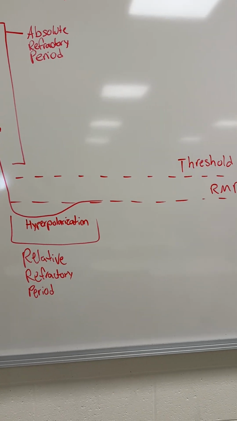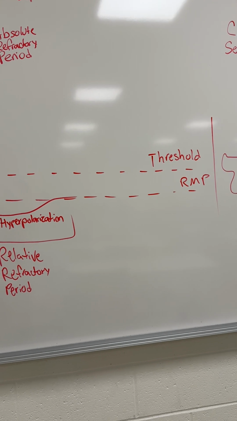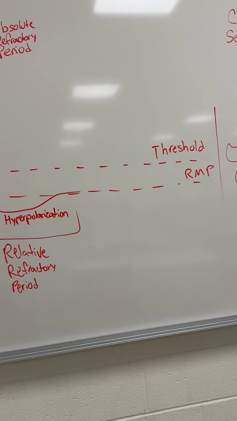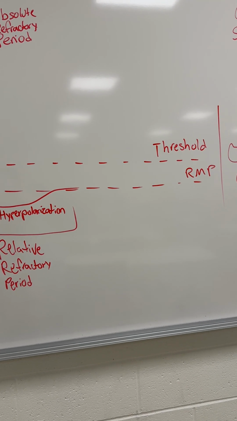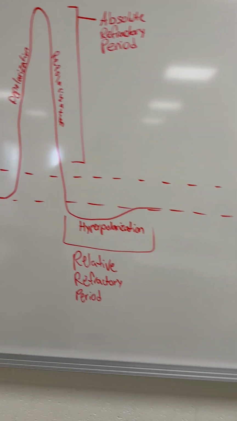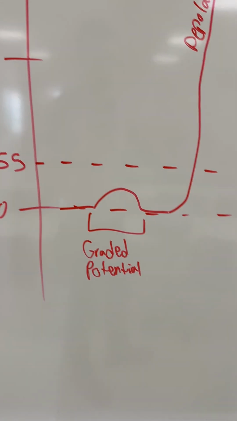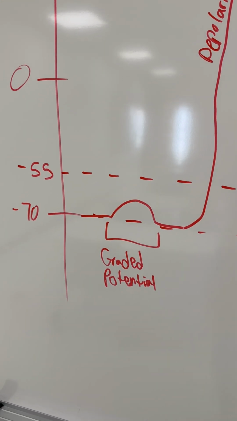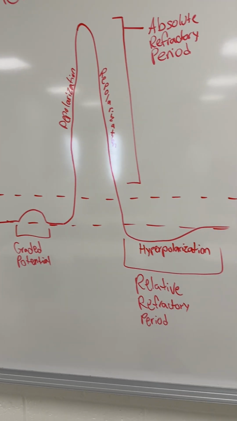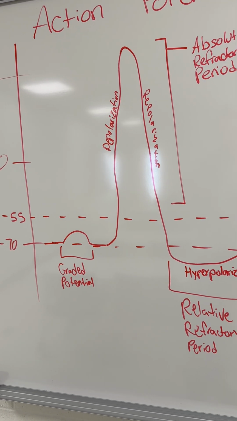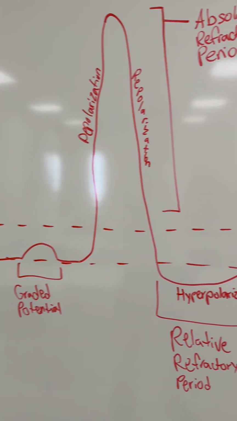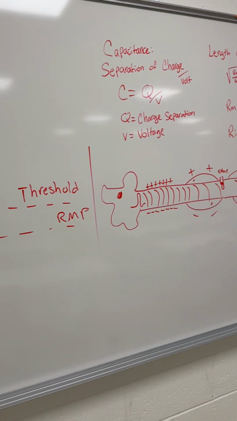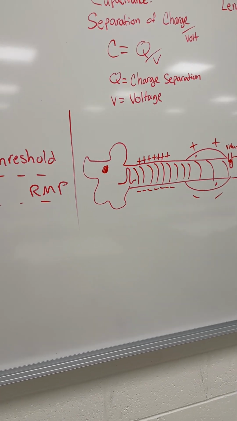So then, the graded potential is a smaller change in the resting membrane potential, and the action potential is a major one that is initiated by a graded potential that crosses threshold. So now let's move on to capacitance and length constant here.